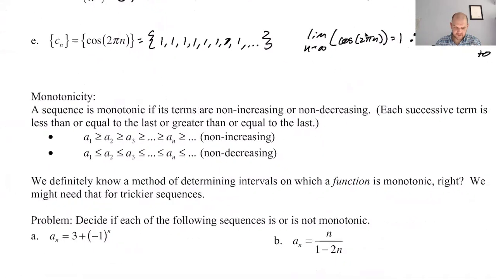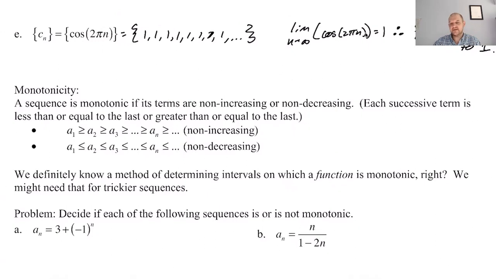So the next thing we want to talk about is something called monotonicity. So a sequence is monotonic. Monotonic, so like one tonic.